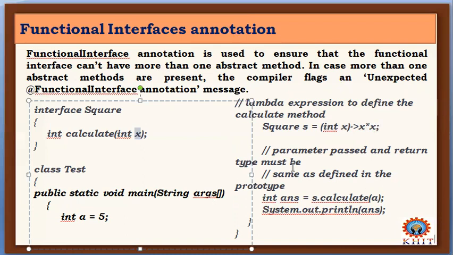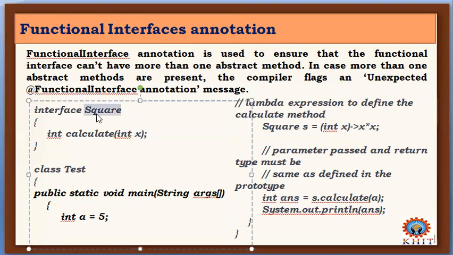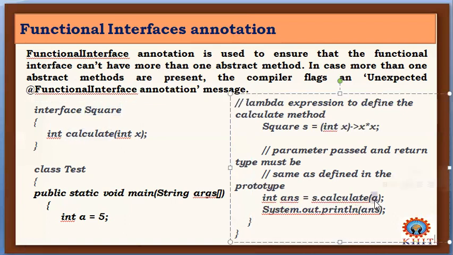Now see, here again, to call it, take a variable int ans. ans means answer, that is what he has taken here. s dot calculate, because s is an interface and in that we have a method called calculate. So s dot calculate of a. What is a here? A is nothing but 5. So this 5 value will be substituted in x.